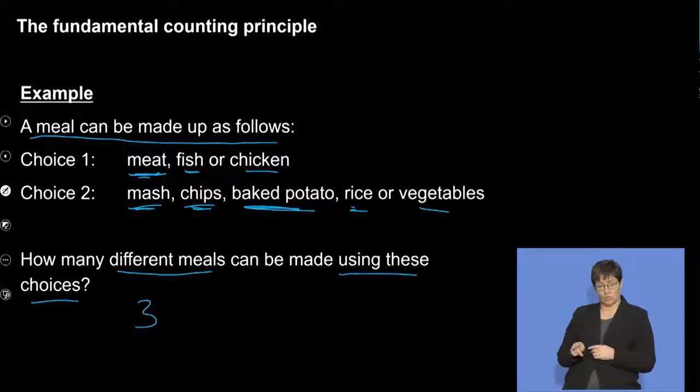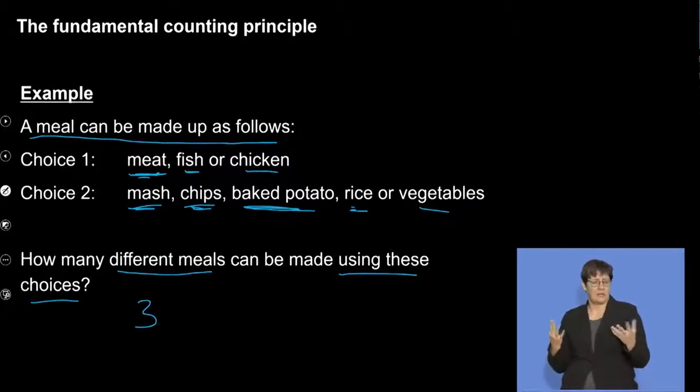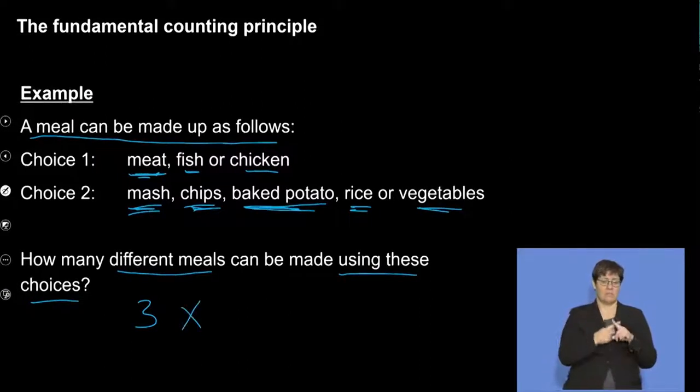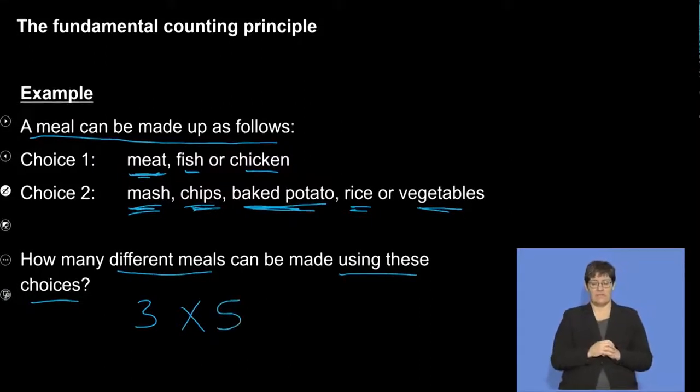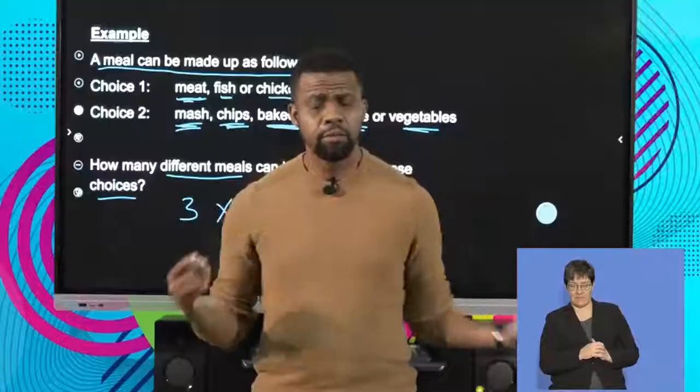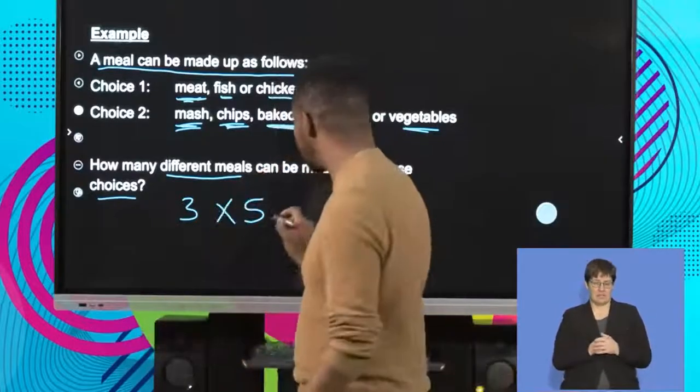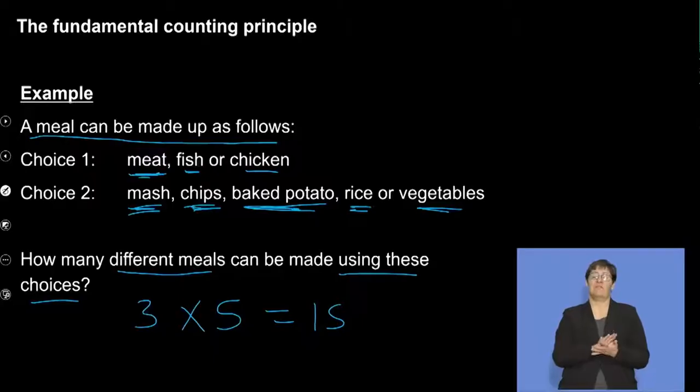And in the second choice, we have how many? Let's look at that. It's 1, 2, 3, 4, 5. So 3 times 5. Are we together? In the first choice, we have 3. Are we together? In the second one, we have 5. Then we multiply the 2, and we get this 15 different meals.